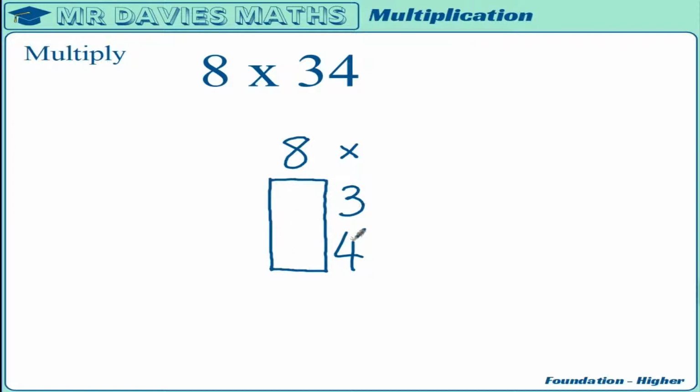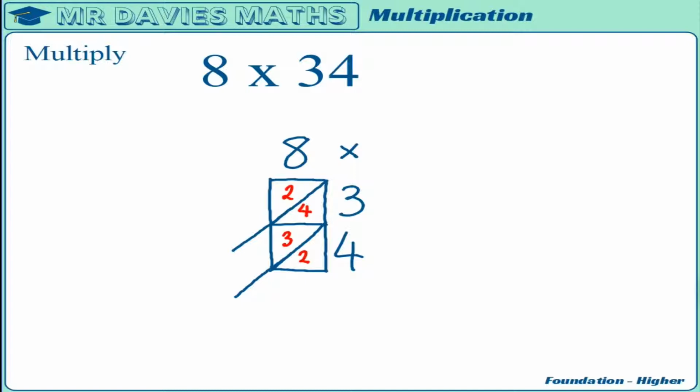I've got two numbers here, so I need to split them with a horizontal line. Don't forget the diagonals, top right to bottom left, and top right to bottom left. And again, we're going to extend them just slightly out of the grid. Okay, here we go. 8 times by 3 is 24, tens and units. 8 times by 4 is 32, tens and units.